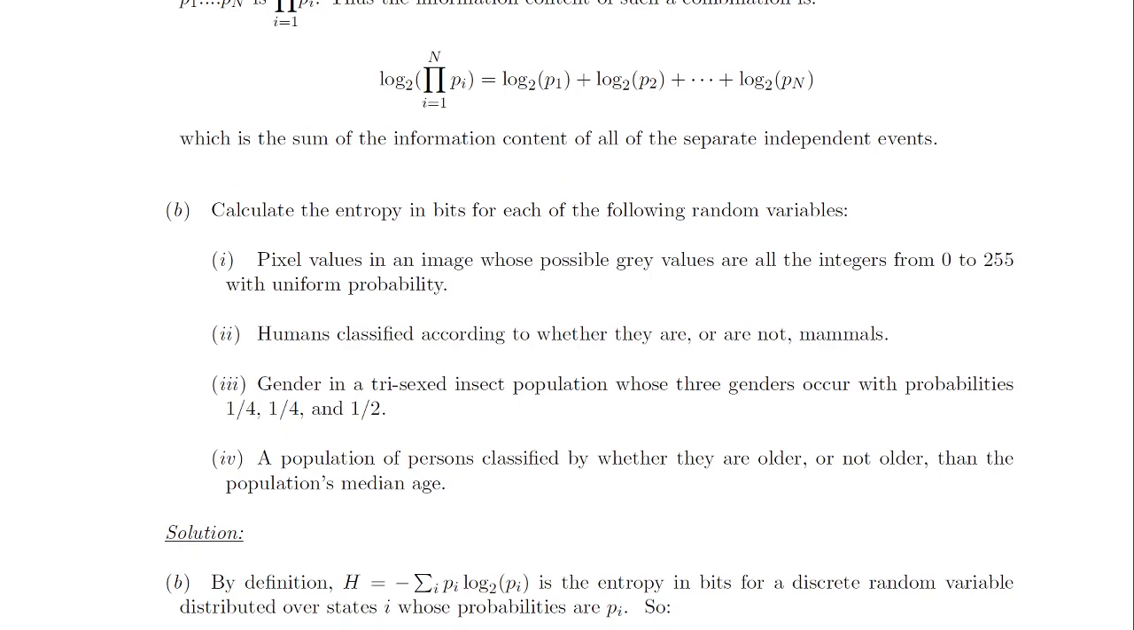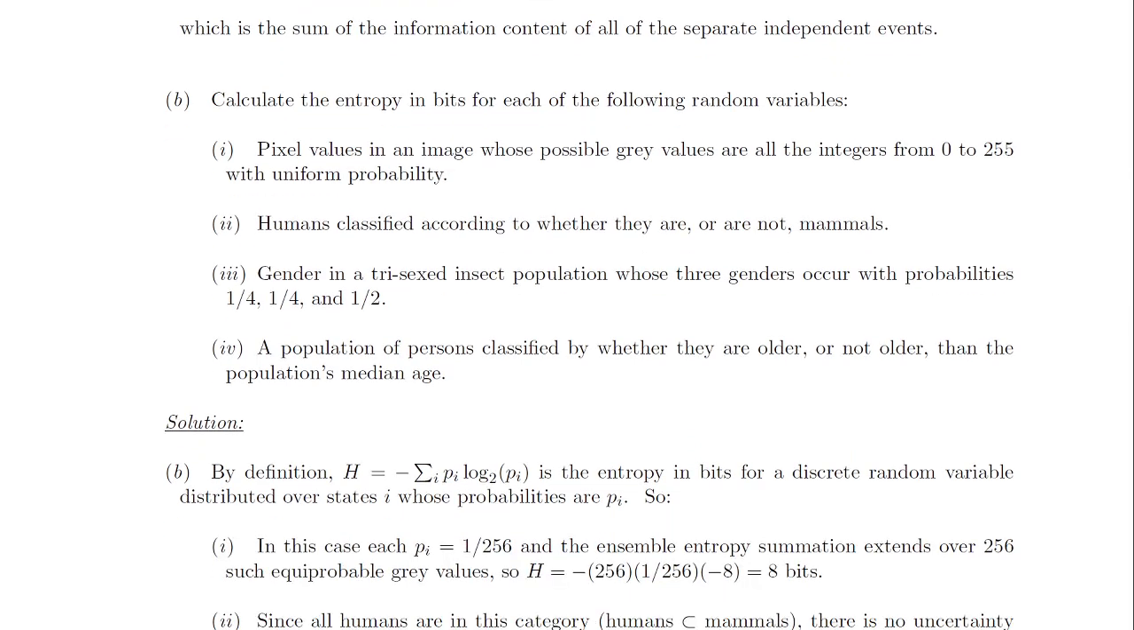Then we have some probability calculations in part B, simple, straightforward things just to make sure we understand how entropy relates to probabilities. So 4 rather simple cases. The first one is pixel values in an image whose possible gray values are all the integers from 0 to 255, which is typical for a grayscale image. They have uniform probability, so immediately that tells you how to compute the entropy. It's just going to be the log base 2 of 256 possible states.